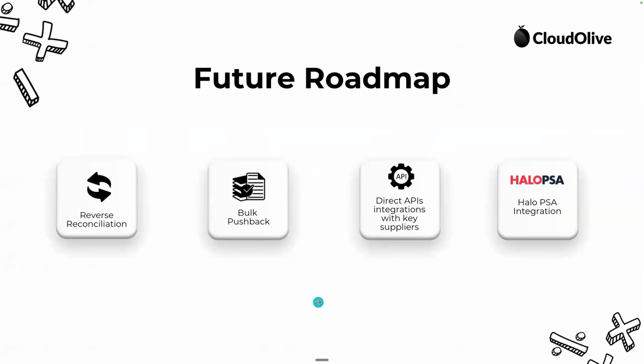So in terms of future roadmap coming up, the next update is what we're classing the reverse reconciliation. And I'll share a screenshot with you now. Yeah, we can go through it in a little bit more detail. Then, of course, if you've got the next one, bulk pushback. So both of these will be before the year is out.